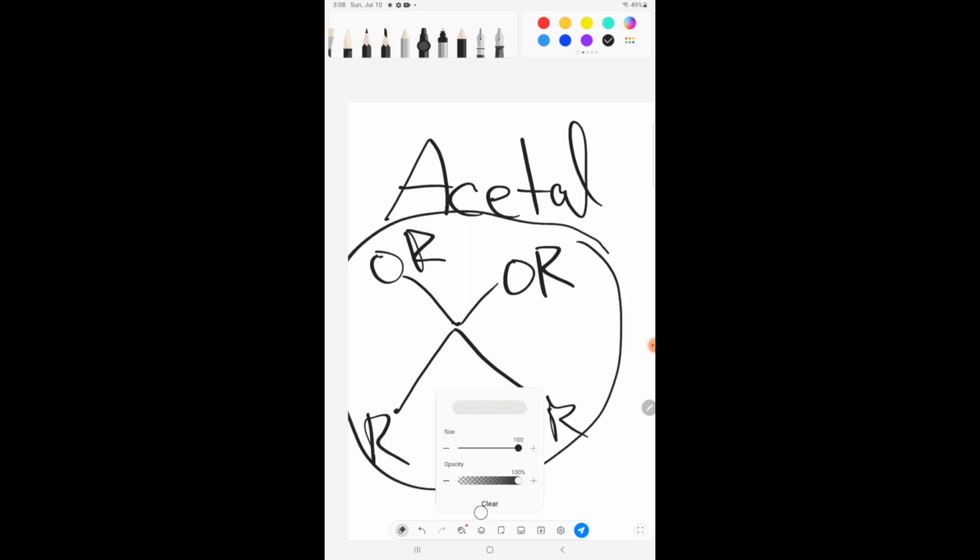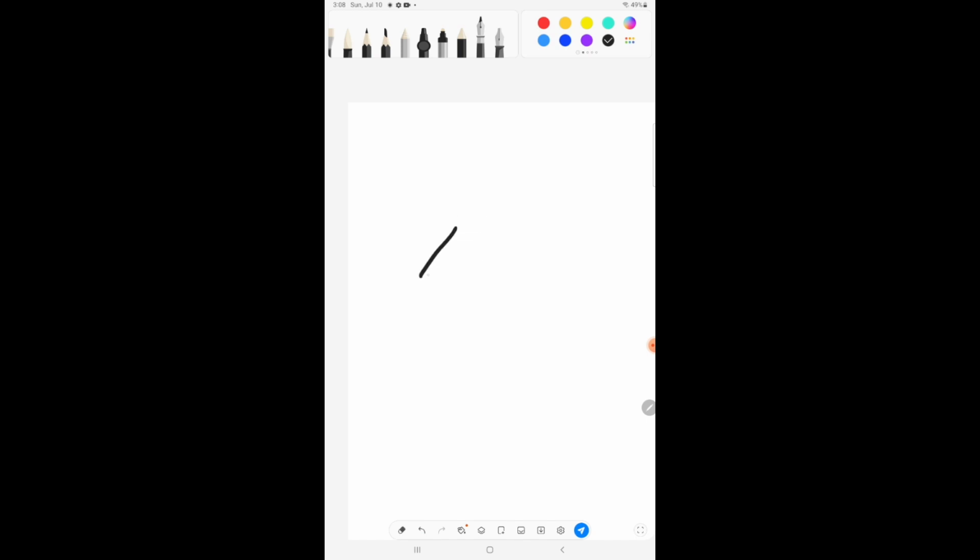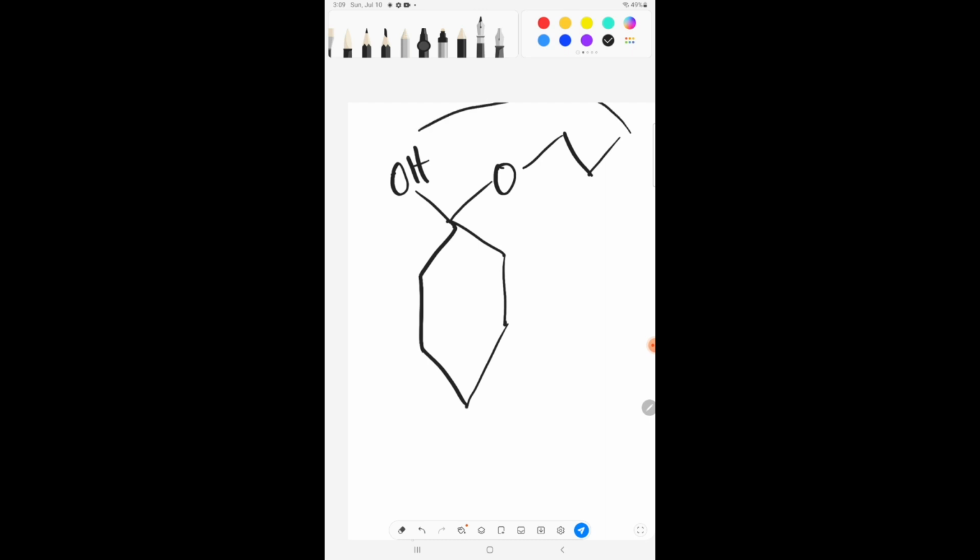So let me just show you a molecule. For hemiacetal, I'll show you a hemiacetal. It would look like this. This is a hemiacetal. Let me draw it in red. Including that. That's a hemiacetal. An acetal be something like this. This is an acetal.